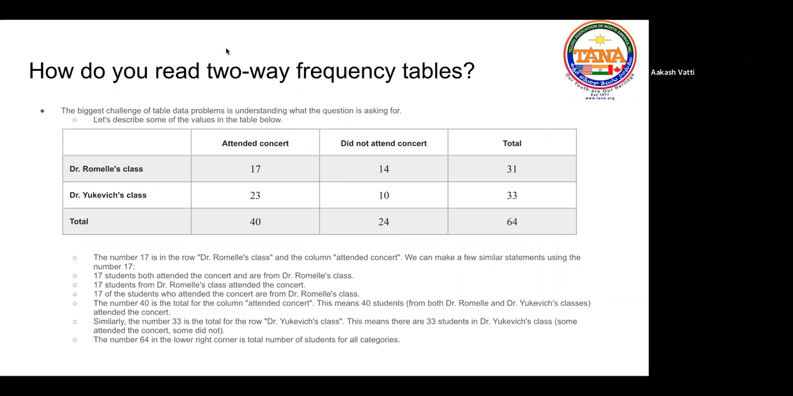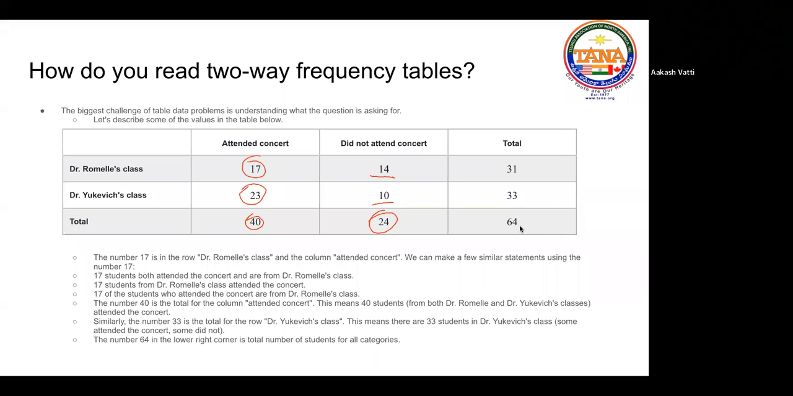So as I said, let me just get my annotation tool up. Here, this is the amount of people in Dr. Rommel's class that attended the concert. And this is the amount of people in Dr. Yukovic's class who attended the concert. And the total number of them is the total number of students who attended the concert. Same for this one. This number tells us how many people in Dr. Rommel's class did not attend the concert. Same with the 10 here. And this tells us the total number of people who didn't attend the concert.